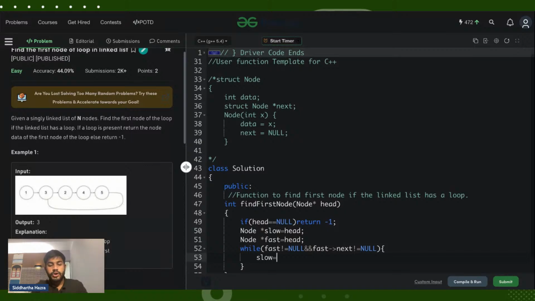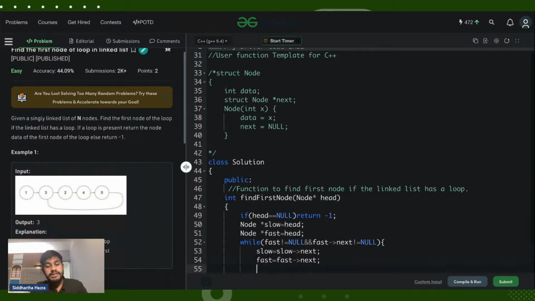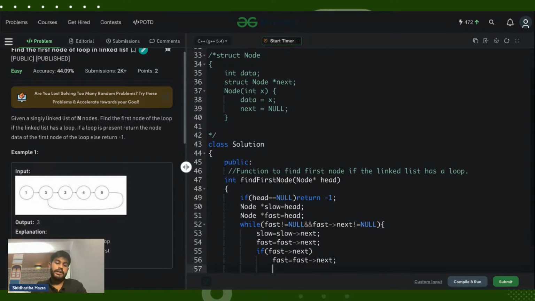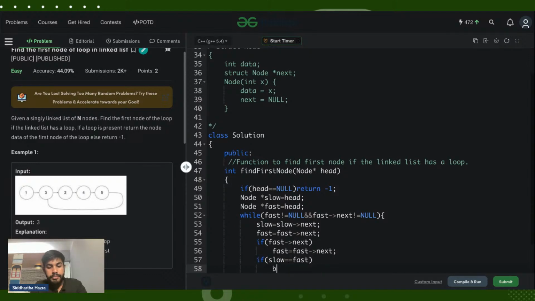Okay, so we would say slow is equal to slow.next. Then fast is equal to fast.next, but fast needs to move 2 pointers at a time. So if fast.next.next also exists, then we would say fast is equal to fast.next.next. Fair enough. Now if at any point slow is equal to fast, then we break from here.